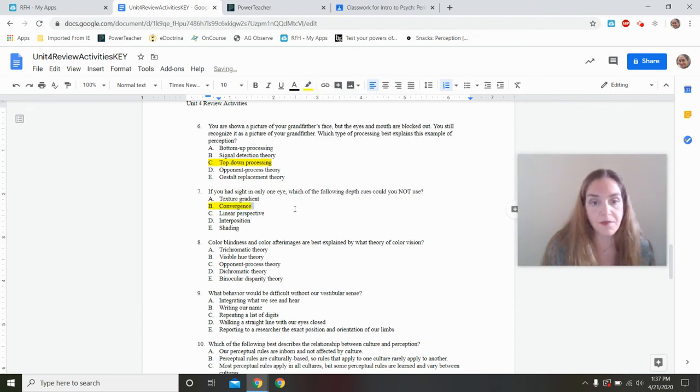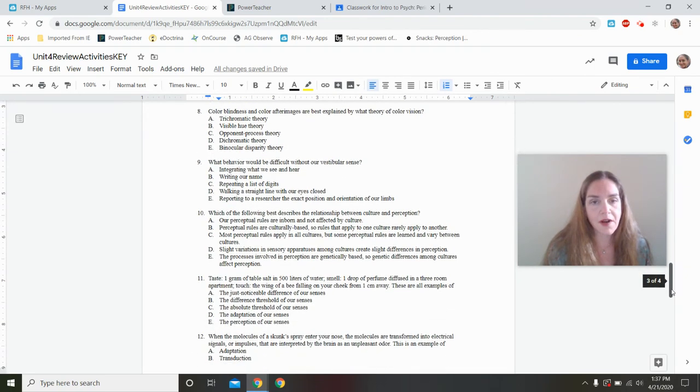Linear perspective. This just means like when the railroad tracks go into the distance, that you can see because they come to a point that it's going farther away from you. Interposition. If I'm behind something and you can't see me, you know that thing is in front of me. That is another monocular depth cue. And shading. We constantly shade when we're in art class because that is a monocular depth cue.